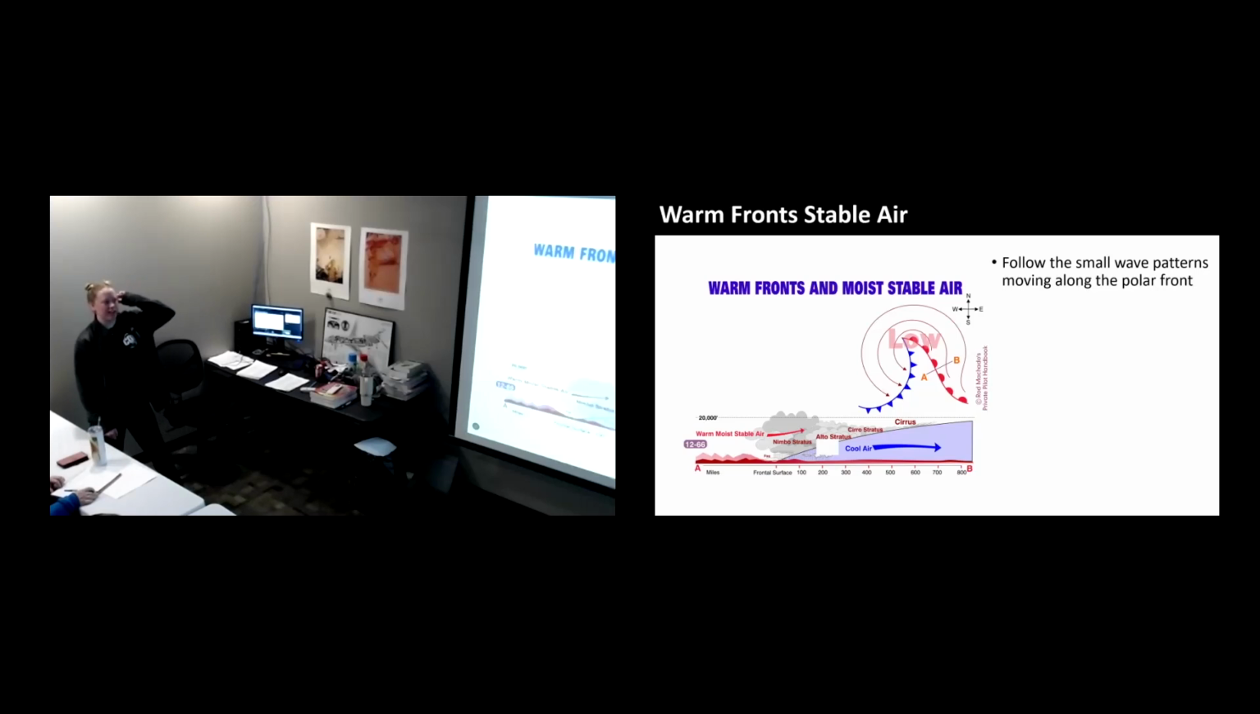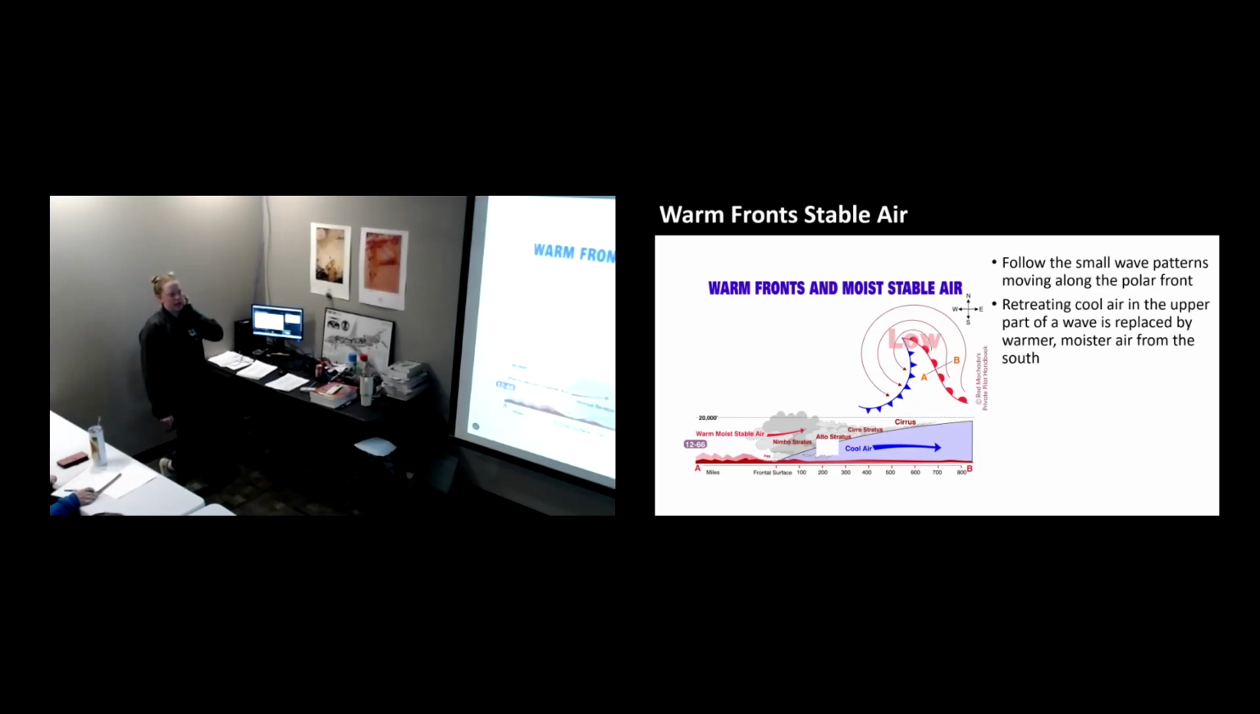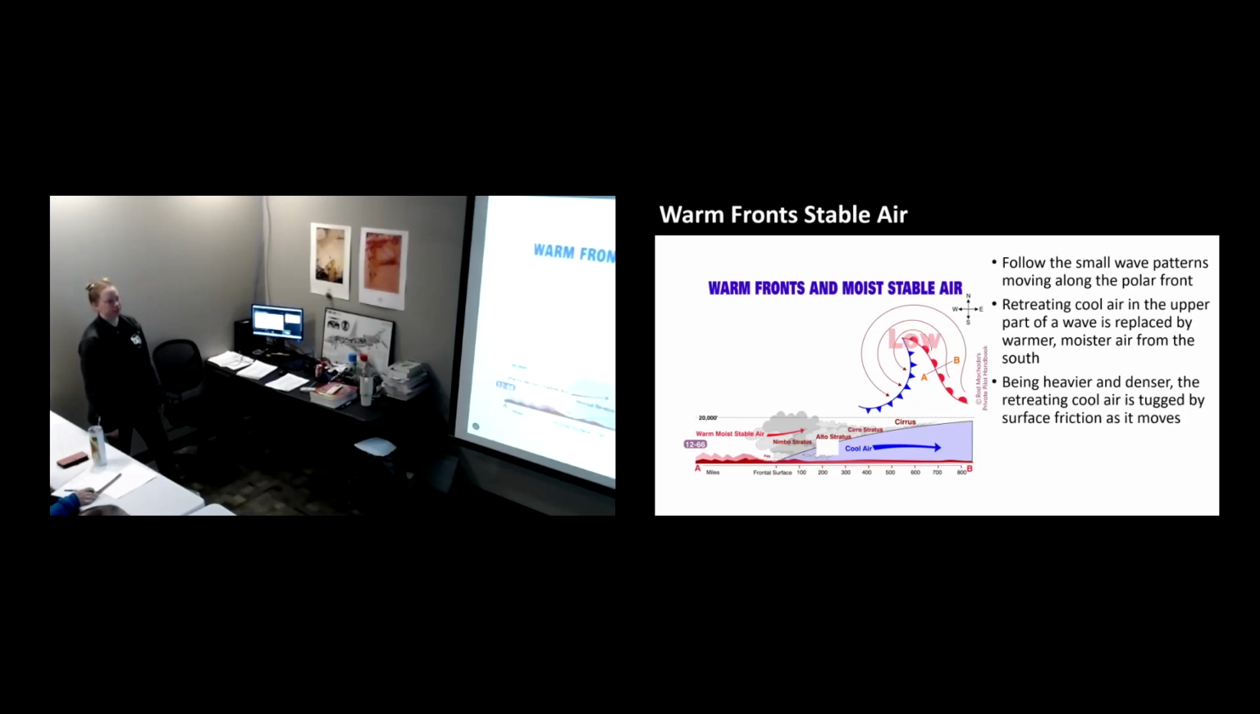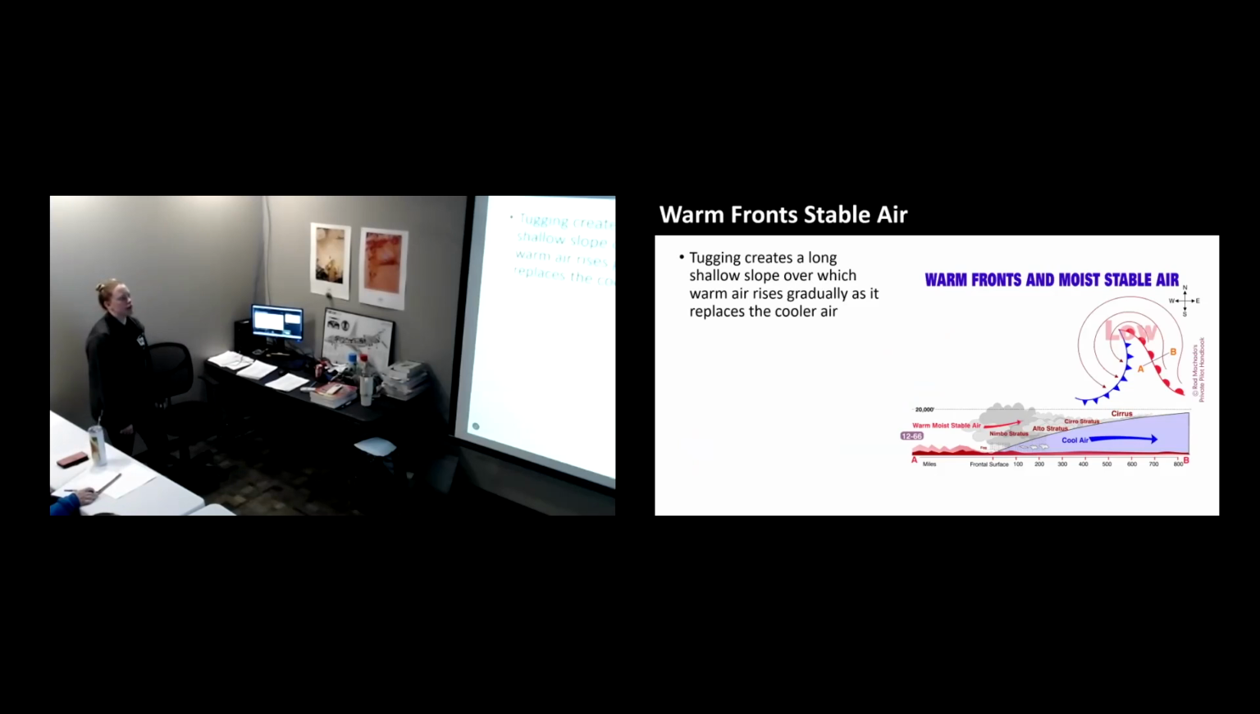Warm fronts in stable air. They follow the small wave pattern moving along the polar front. Retreating cold air in the upper part of the wave is replaced by the warm, moist air from the south. Has anybody ever seen this on the Weather Channel? Being heavier and denser, the retreating cold air is tugged by the surface friction more as it moves. So they're going to kind of go slow. Tugging creates a shallow slope, which the warm air mass gradually rises along as it replaces that colder air. Cold air is reluctant to give way to lighter air.